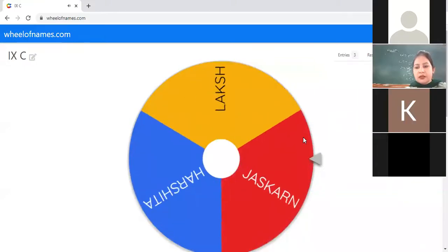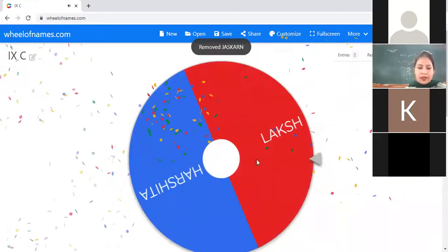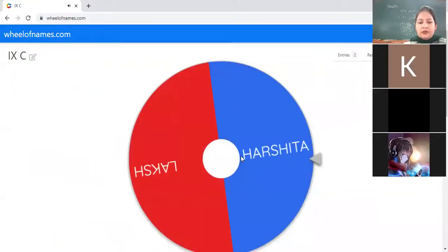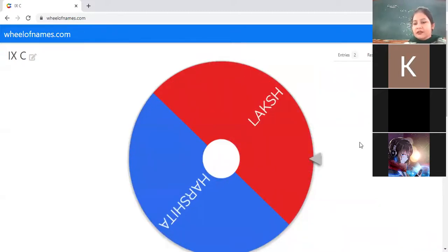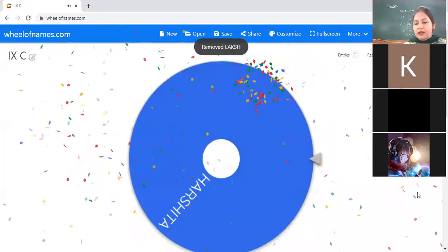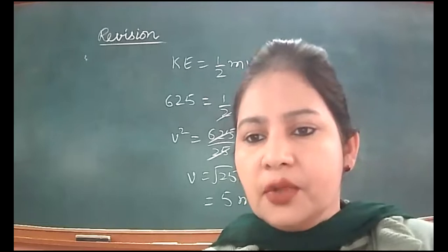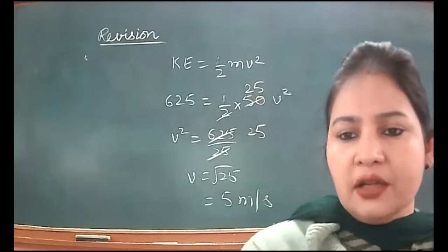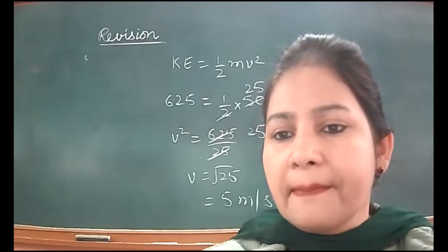Next turn, let's see. Jaskaran is absent, I suppose. Okay. Only two people are left now. But are they present? Laksh is present. Lakshya Sharma or Laksh, anyone out of you two can speak. The last one is Harshita. Is Harshita there? No, Harshita is also not there. Okay, Dipali, you speak. Your turn has not come yet. Dipali, unmute yourself. Yes, ma'am.